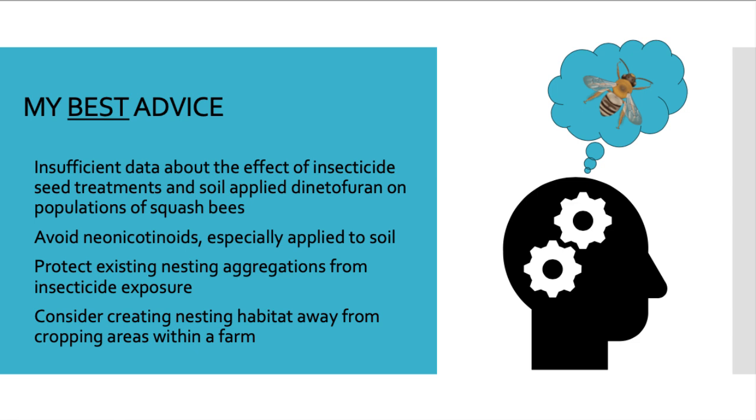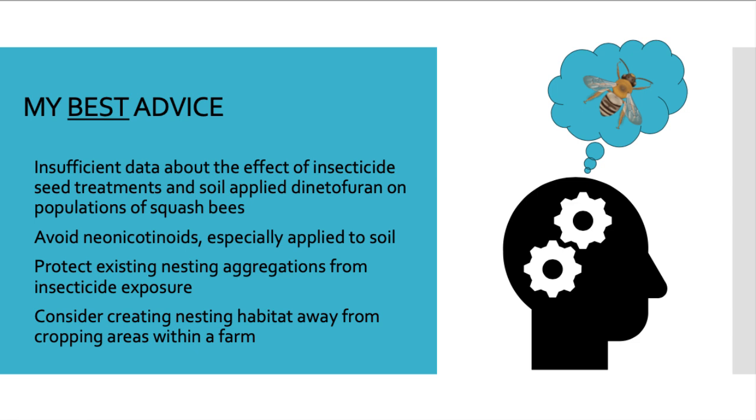My third piece of advice is to identify and protect existing nesting aggregations from insecticide exposure. If you can do that, and do it in a way that's practical for yourself. Obviously, you can't protect a nesting aggregation that's in the middle of a cropping area that you have to cultivate and you have to grow crops in. But if you can find a nesting aggregation that is not in those circumstances, that's on an edge, then you should try to protect it.